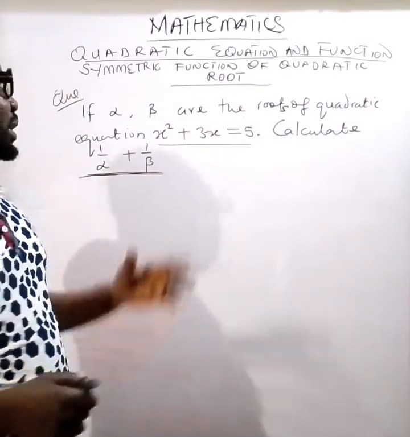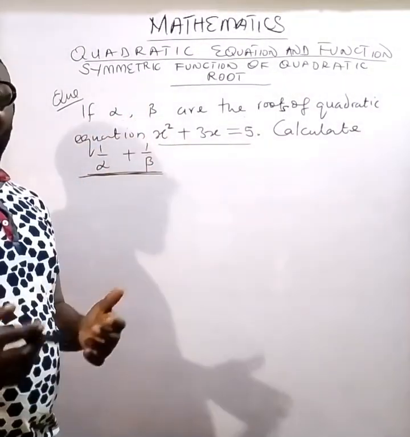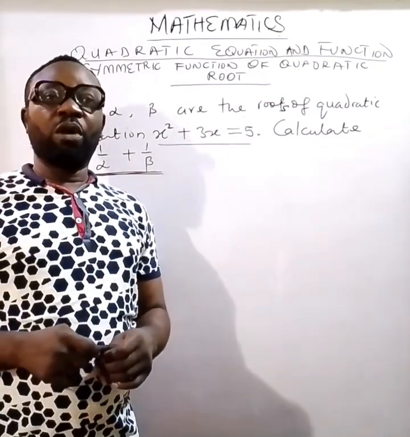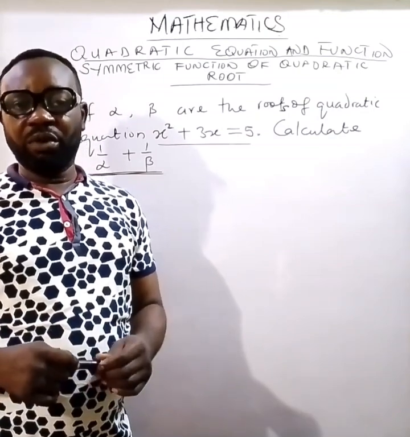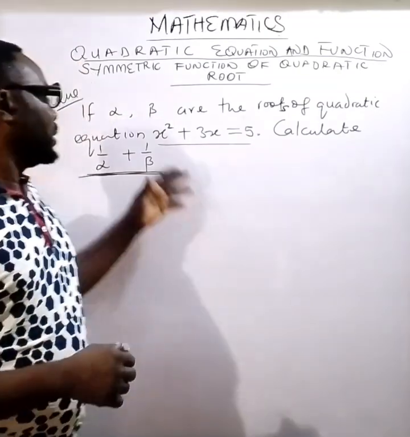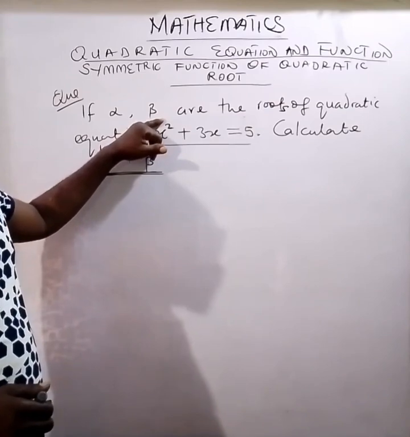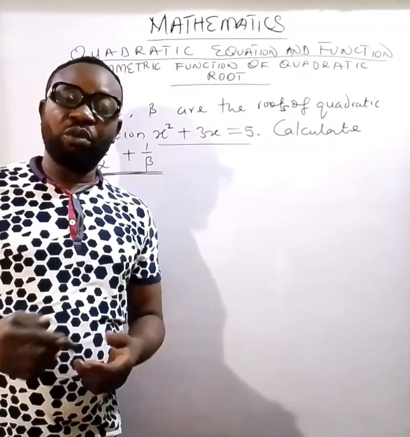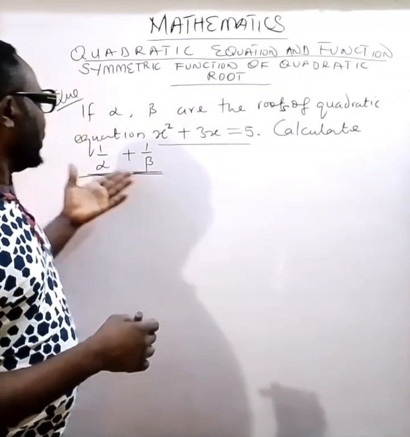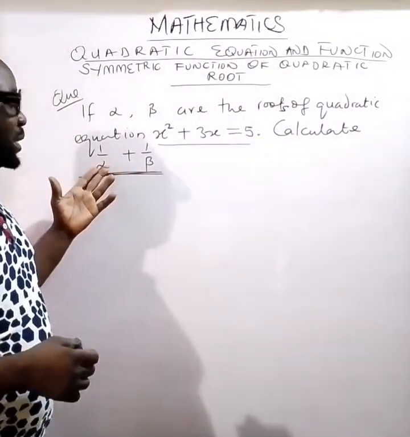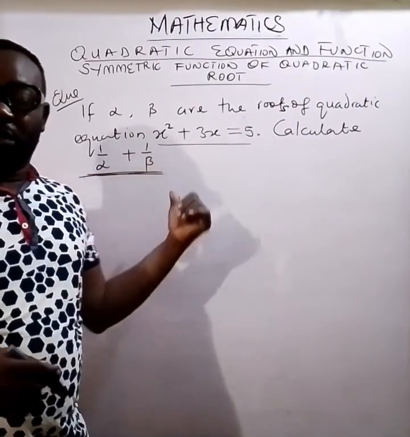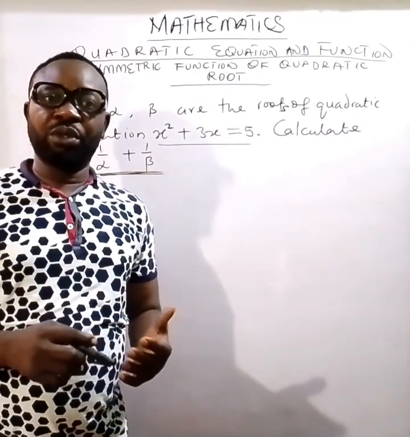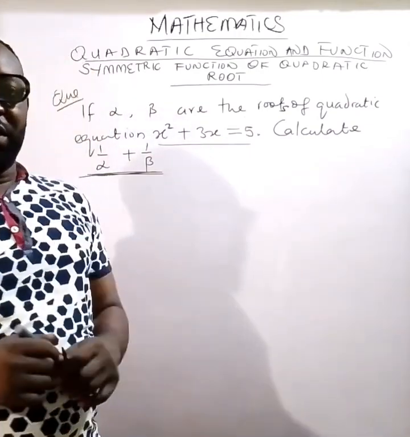Now, these are the roots given to us. We all know that when we are doing our calculation as regards quadratic equation, what we always find at the end of the day is the root of the equation. Here, these roots have been given to us already as alpha and beta. Now, we have to look for the value of 1 over this root plus 1 over this root again.